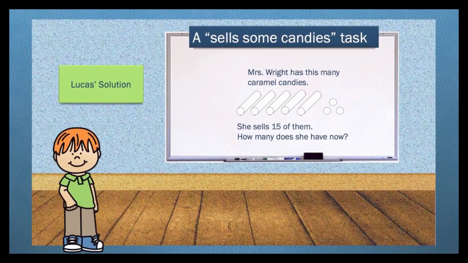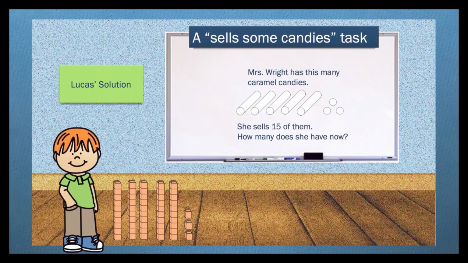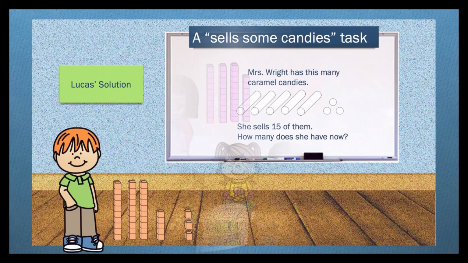Lucas started the same way as Hope. He got out 5 rolls and a group of 3 candies, which he had snapped together. To show that Mrs. Wright sold 15 candies, Lucas took away 1 roll and broke 5 pieces off of another roll. This left him with 3 rolls, a group of 5 pieces snapped together, and the initial group of 3. His final result looks like this. He easily recognized this as 38 candies.